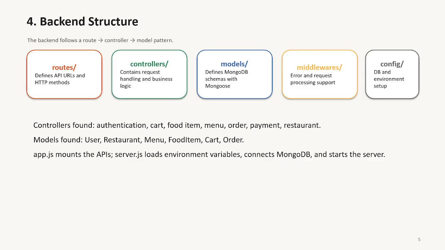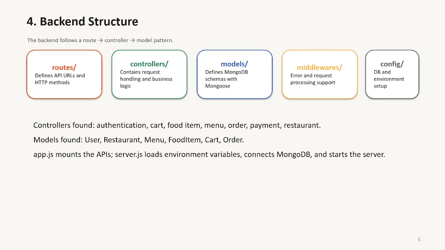The next folder is models. Models define the database structure. Each model represents one MongoDB collection. For example, we have models for users, restaurant, food item, cart and order.